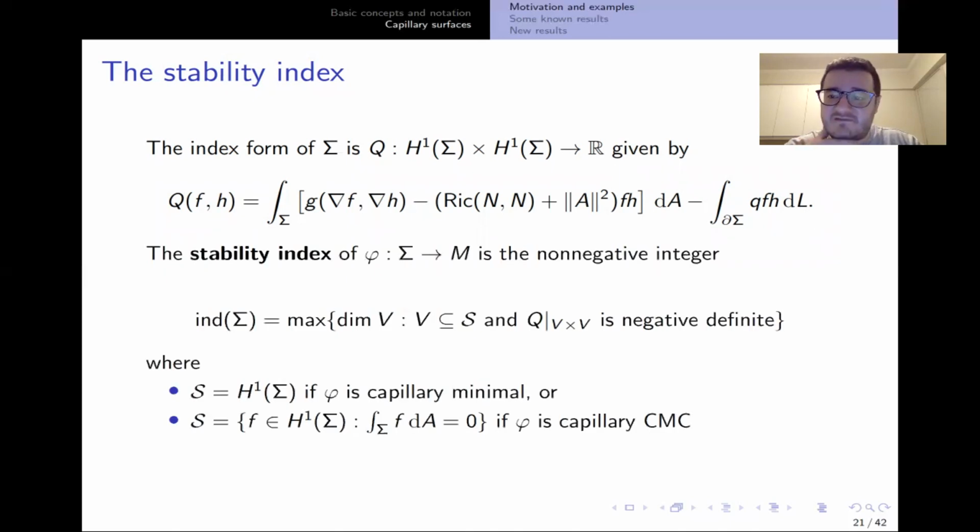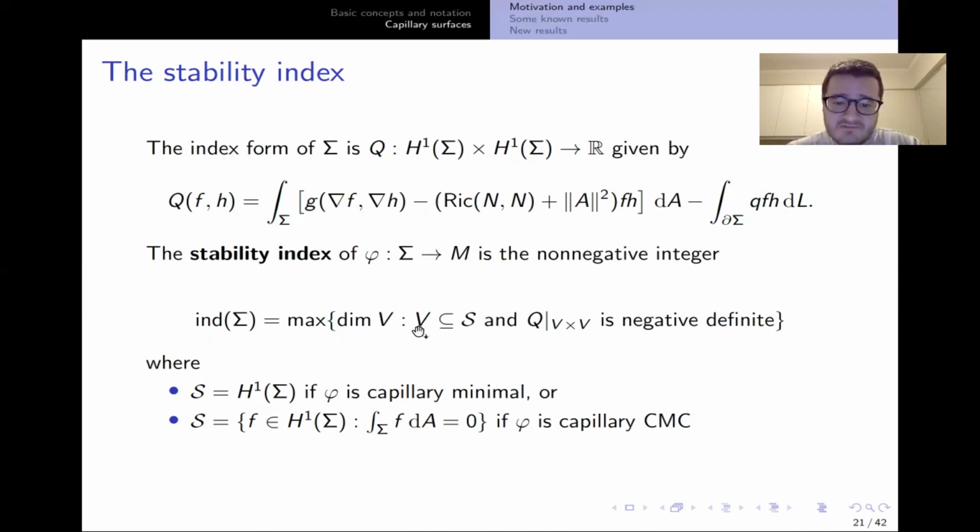And we can define the stability index of a minimal or CMC immersion as being the maximal dimension of a subspace of H1 such that this form Q is negative definite. So it's the largest space on which Q is negative definite. And it can be proven that this is a non-negative integer. I mean, it's not infinite. It's always a finite non-negative integer.